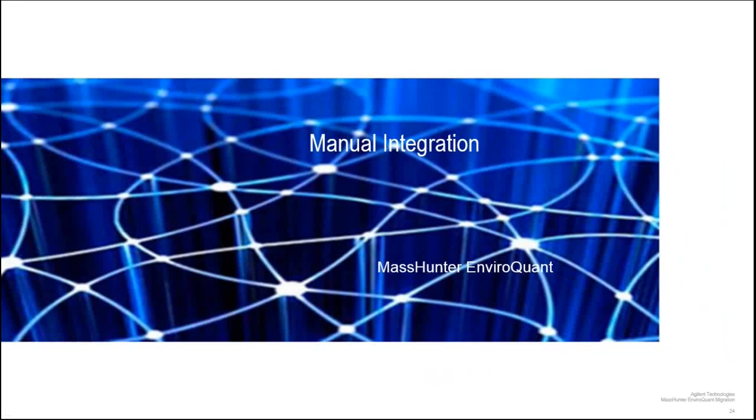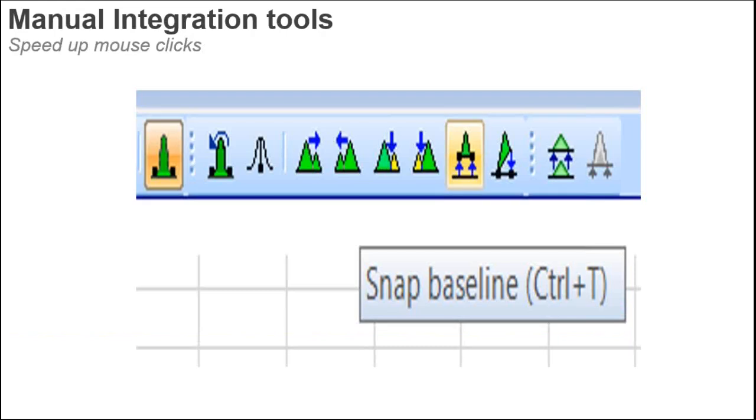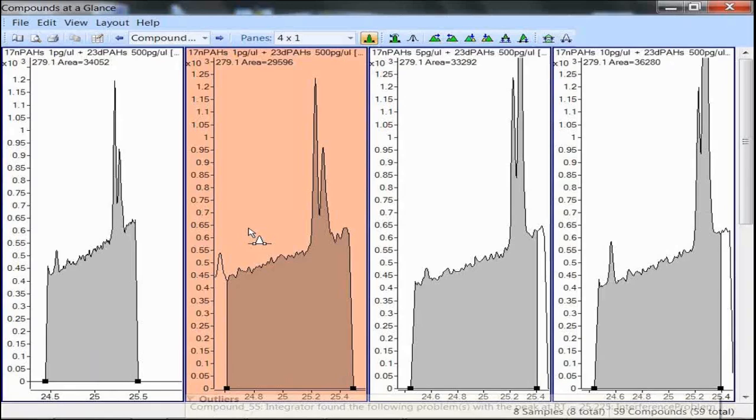All right, let me turn my attention to manual integration, which is often seen as the bottleneck in analysis. I'll show you several sets of tools here. The first, a toolbar which allows you to speed up actions which are common. And I know from Target users, one of the favorites is the snap to baseline. So this, I will show you a quick demo here.